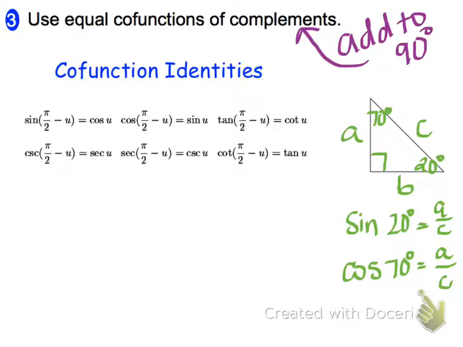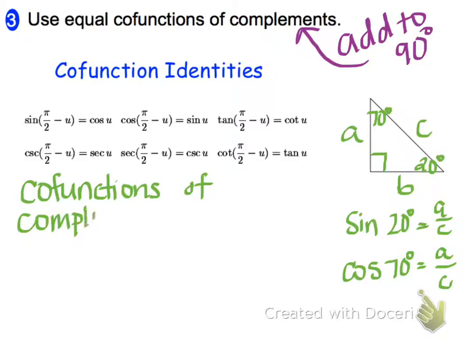Now notice that the sine of 20 and the cosine of 70 resulted in the same answer. Cosine and sine are what we call cofunctions. And cofunctions of complements are equal. Notice they equal the same thing. So sine and cosine are cofunctions. 20 and 70 are complements, and we can see those 2 are the same thing.